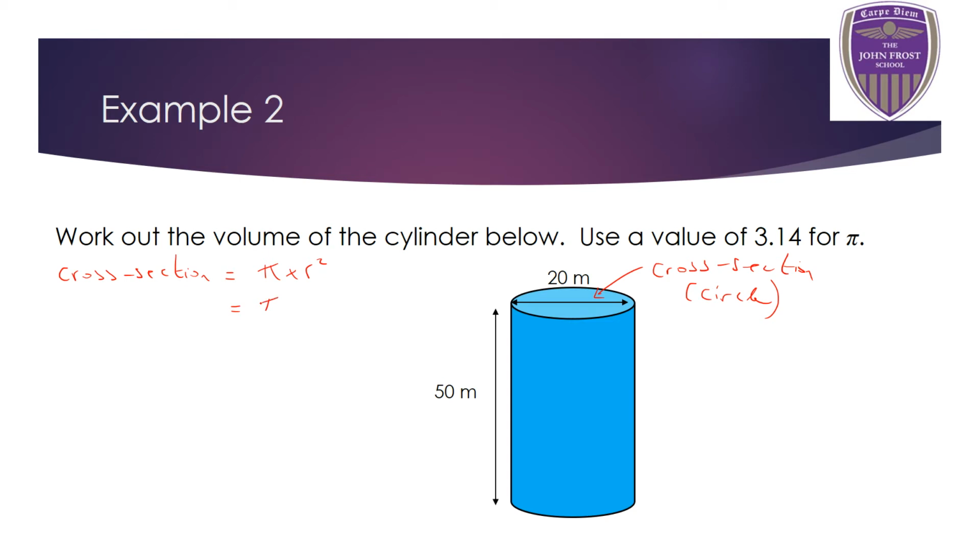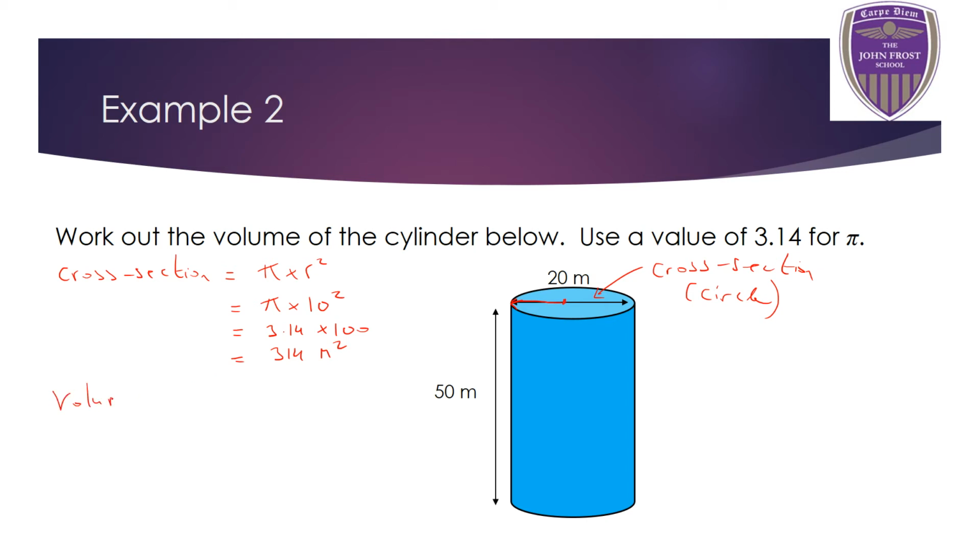Now this time, be careful. Remember, the radius is halfway across. This 20 is all the way across. Halfway across would be half of 20, which is 10. So pi times 10 squared. But 10 squared is 100. This will be 314 meters squared.